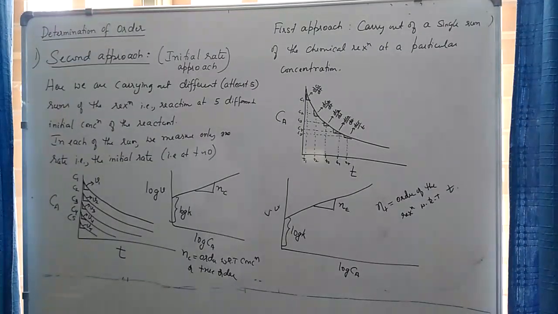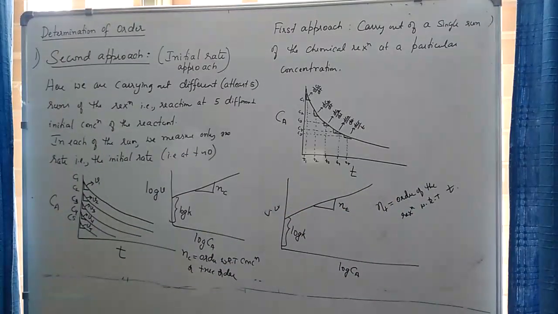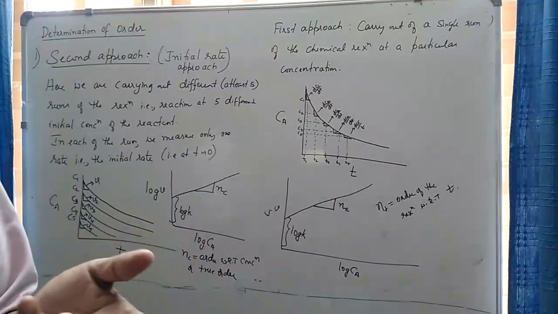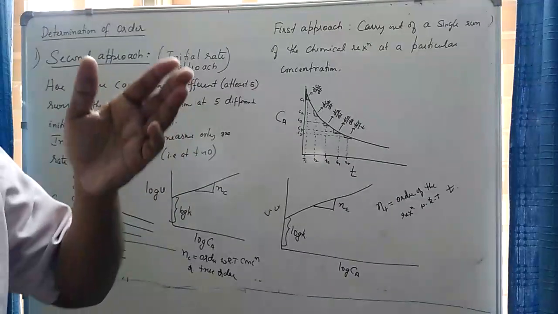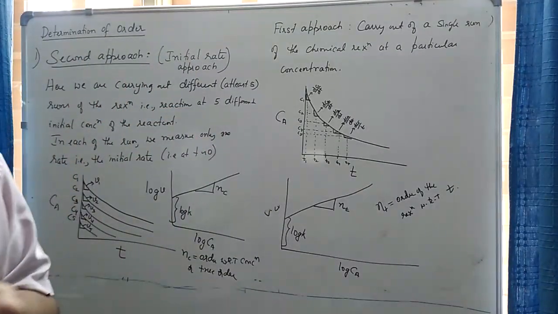Okay, say for example, if NC is equal to 1.5, true order of the reaction is 1.5, and NT is equal to 2. What does it mean? We should have measured the order as 1.5, but how much are we measuring? 2. That means the reaction is decreasing much faster than expected with respect to concentration of the reactant.